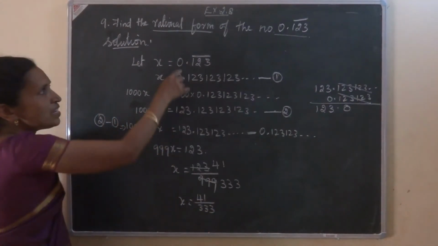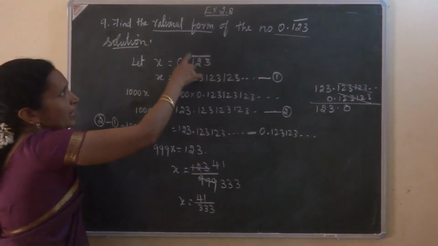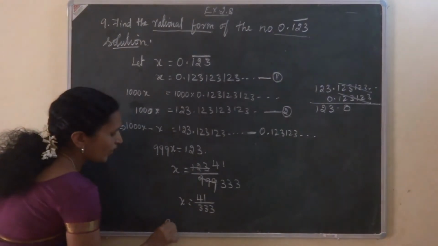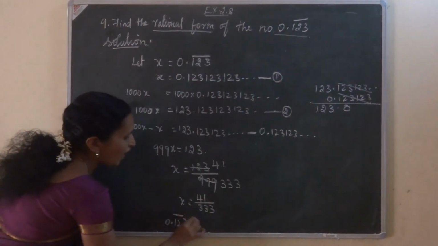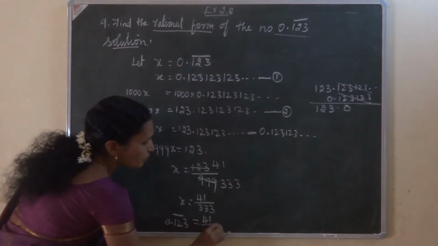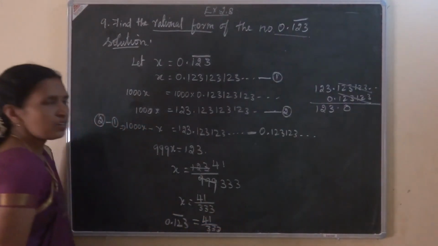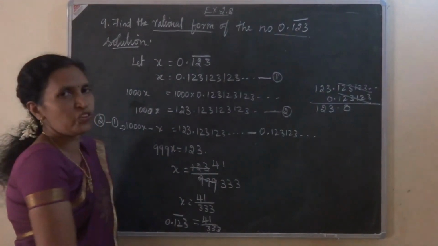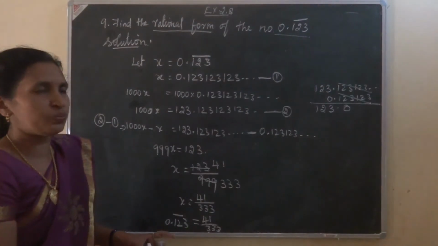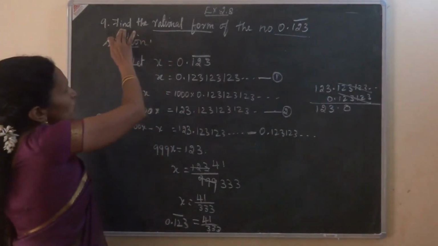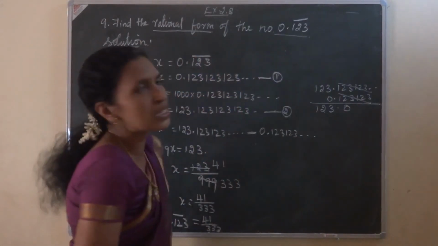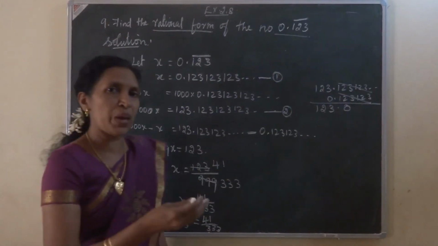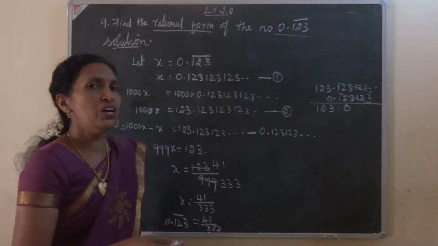X we consider 0.123 bar. That is in your question. Okay. So you can write 0.123 bar equal to 41 by 333. Do you understand? Previous class, that is 9th standard, we learned the same method. It's enough to do. Okay. So what's the question? Find the rational form of the number 0.123 bar. Rational form is P by Q form.